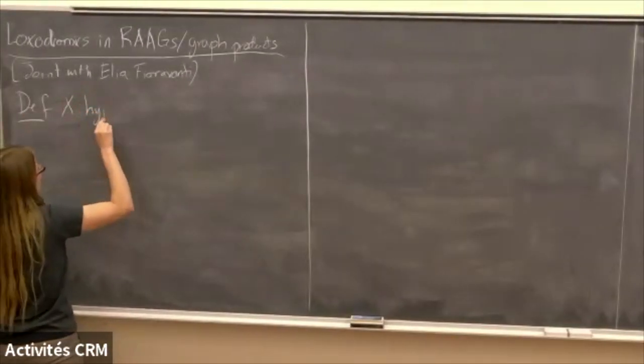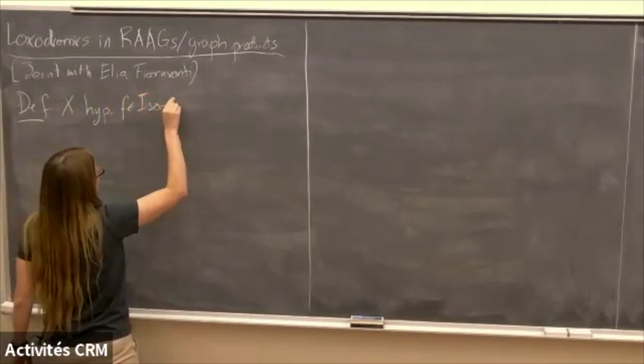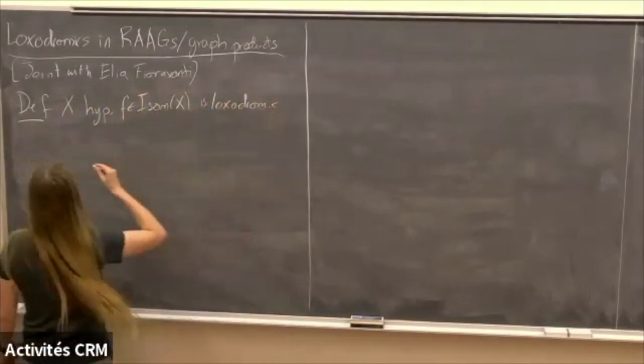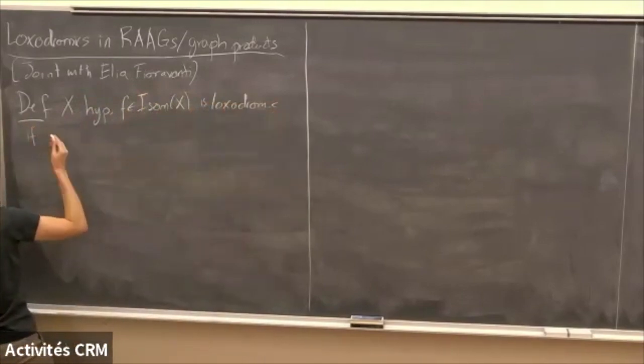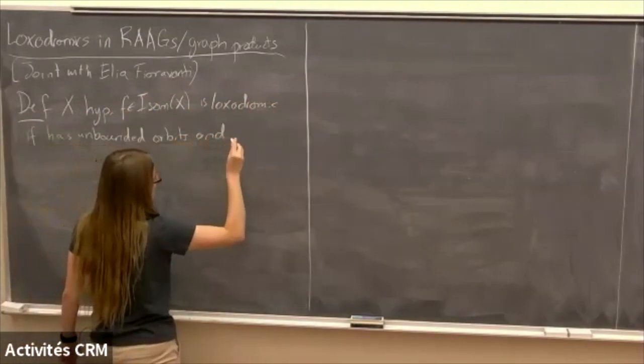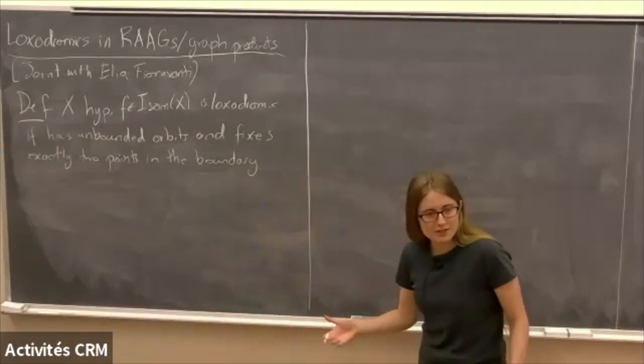So for a hyperbolic space, an isometry is loxodromic if it has unbounded orbits in this space, and it fixes exactly 2 points in the boundary. And there's various reasons to like these elements.